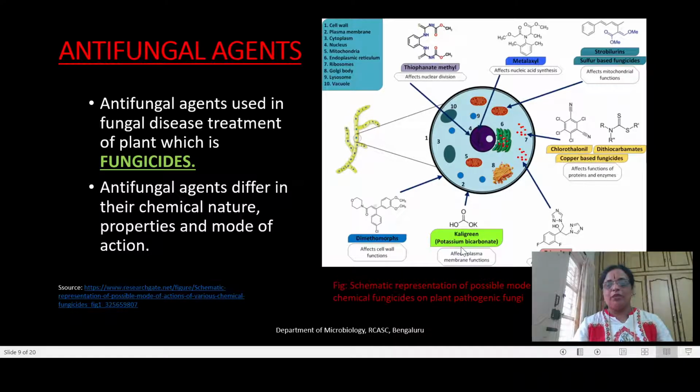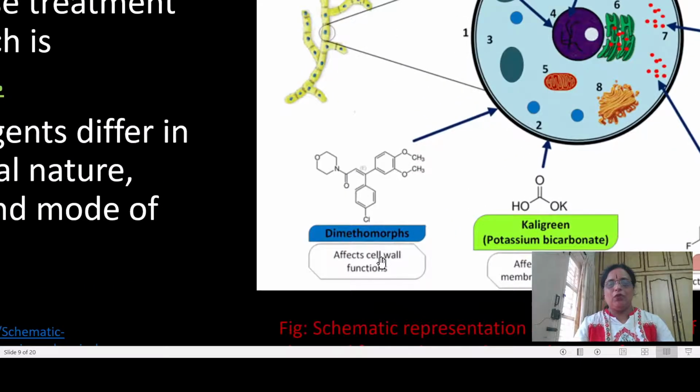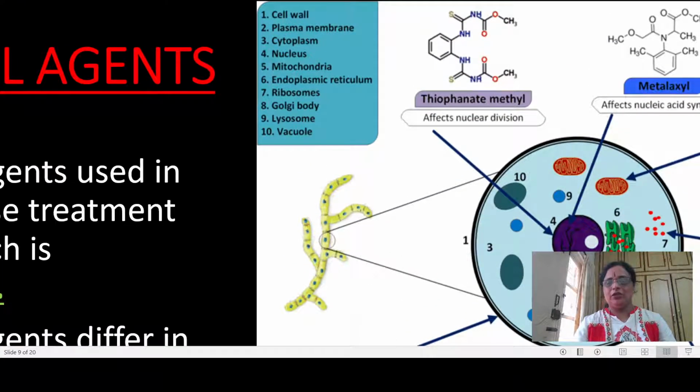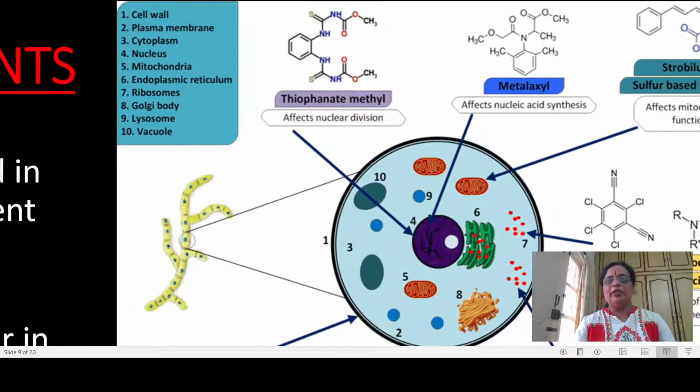Likewise, you have potassium bicarbonate, which affects the plasma membrane or the cell membrane of the fungi, whereas there are certain fungicides which affect the cell wall, say, for example, dimethomorph, which affects cell wall function. So these are some of the fungicides or antifungal agents whose mode of action may be on the nucleus, the cell wall, the cell membrane, the mitochondria, or protein synthesis, etc.